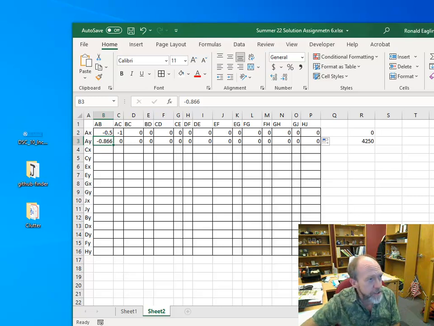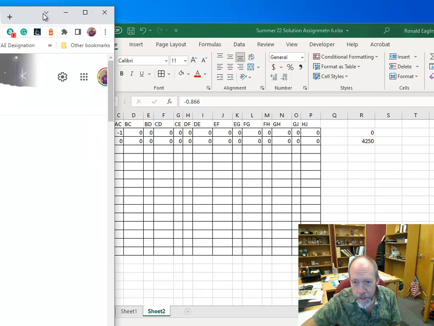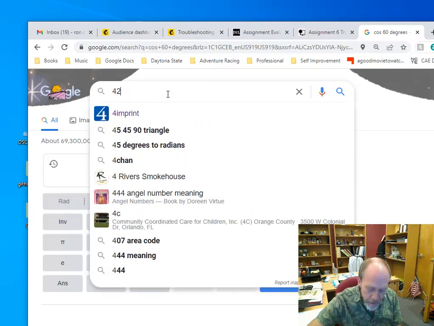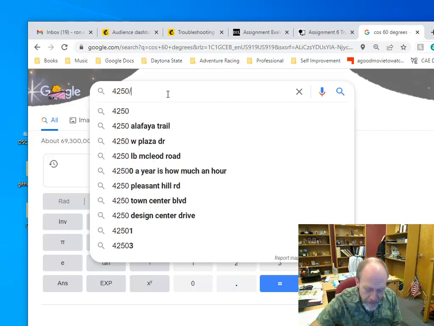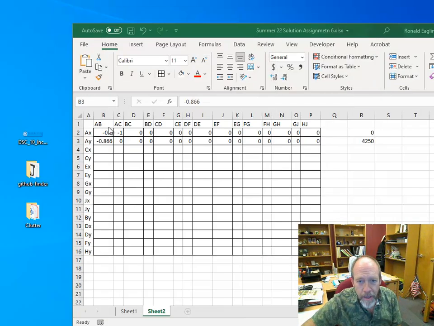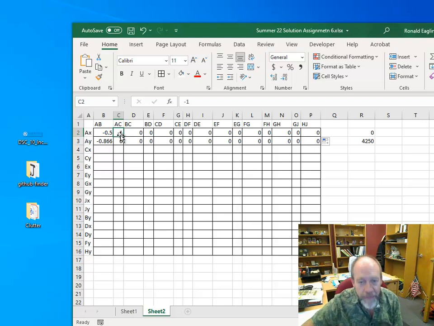Okay, if you wanted to, I can come over here and say 4250 divided by 0.866 is 4905. So the component AB is 4905. That is actually the force, the compression force in AB. And if I know that, I can figure out the component force in AC, which will literally be half of that. Wow, that's really not that hard to do.